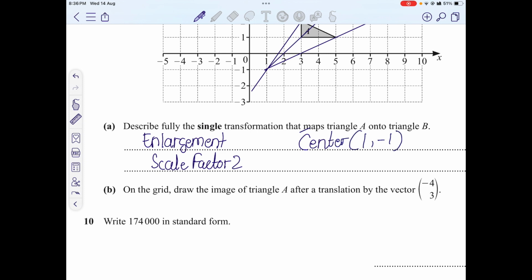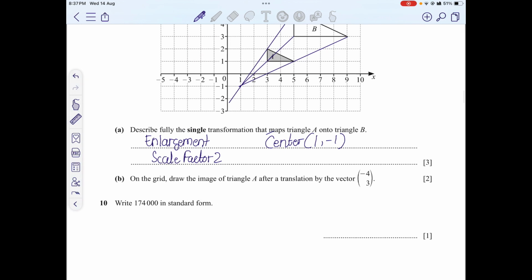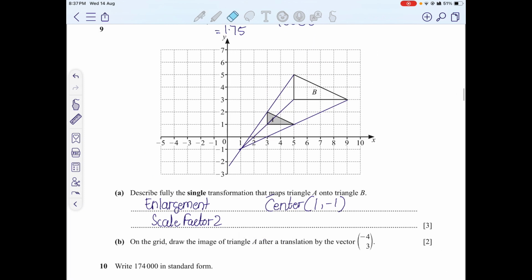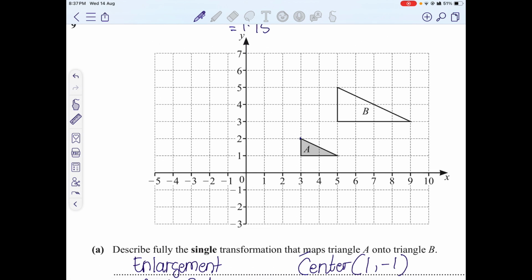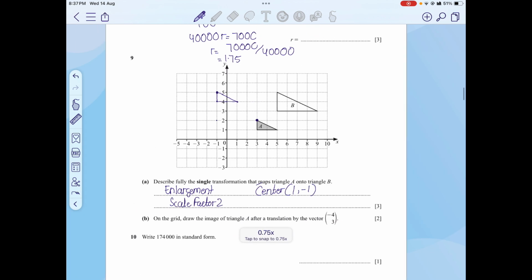1, negative 1. It says on the grid, draw the image of triangle A after the translation by the vector negative 4, 3. Now negative 4 means 4 steps towards the left, and 3 means up. So you can erase these lines, you don't need them, just draw them with pencil. Just take any one point, imagine I take this point, so 4 steps means 1, 2, 3 and 4, and then it will go up, so 1, 2, 3. So this would be 1 point, this is the second point, and this is the third point, which is the same. I don't need to do it for all the points separately because the size does not change when you're translating. So this is how it would look like.